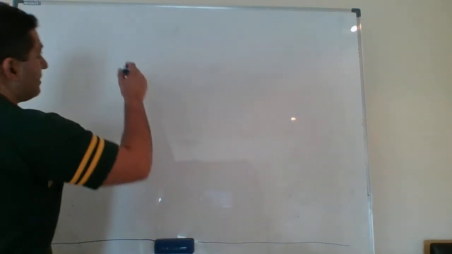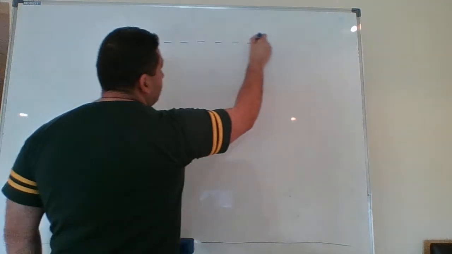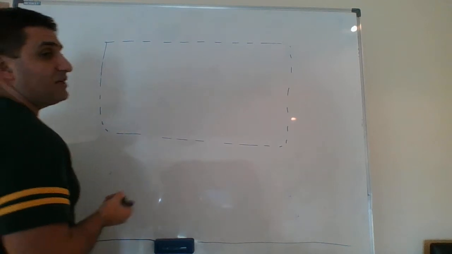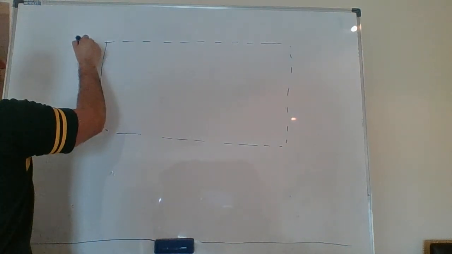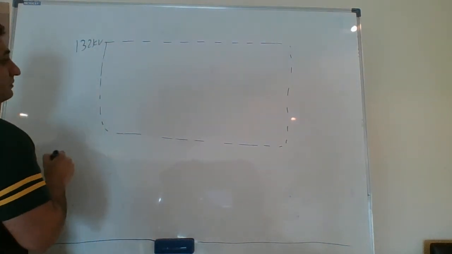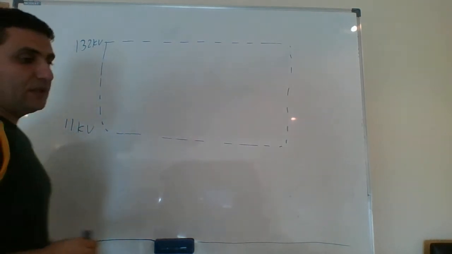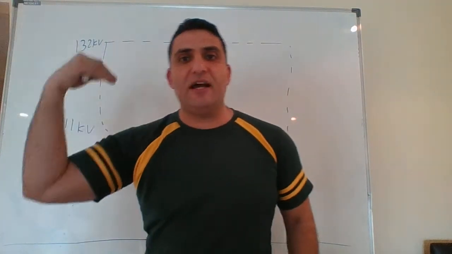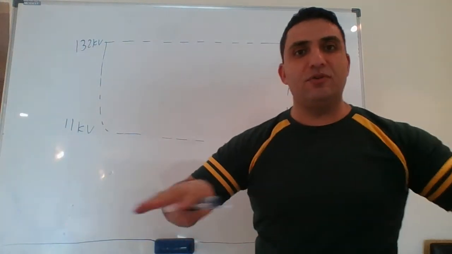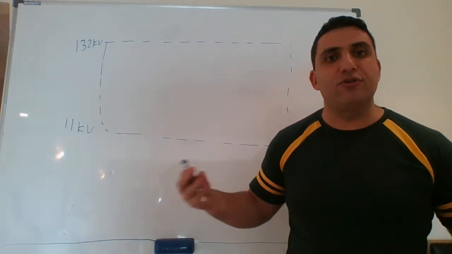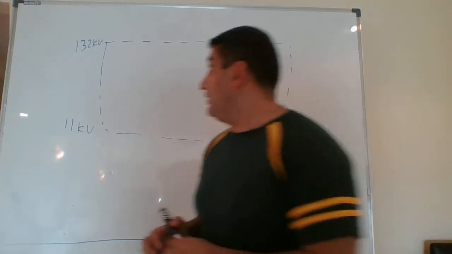Before we start, what's a busbar? Let's assume I have a substation. This is a substation boundary. This substation is, for example, 132 kilovolt that will convert to 11 kilovolt. I have this substation, we'll take the 132 kilovolt and then we'll distribute it through 11 kilovolt, could be 33, could be 66, any voltage they require.